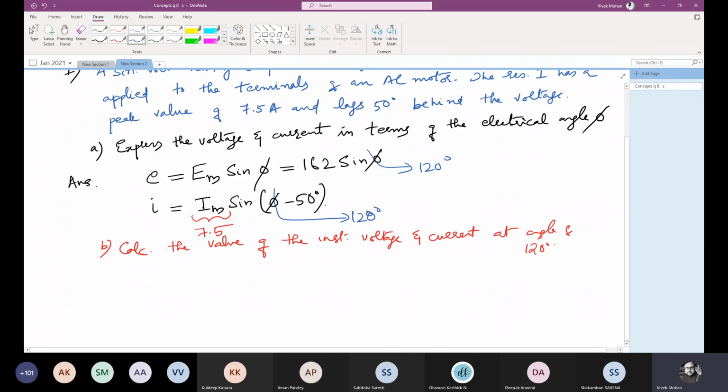Then I'll get the E value. Can somebody calculate this using a calculator? What's the value?